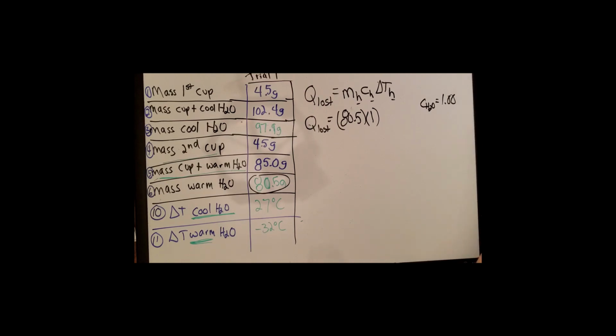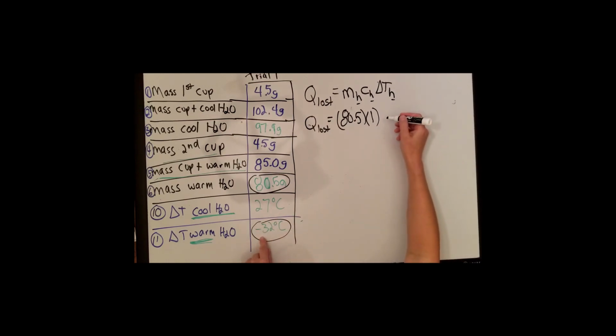All right. Now for my delta T. We already calculated delta T in 10 and 11, so we don't need to do it again. We just need to figure out which of these values is the delta T of the hot. It's going to be number 11, the warm one. It lost heat, so that's why it's a negative 32 degrees Celsius. That makes sense. So we're going to take that value and plug in for our delta H. So negative 32.